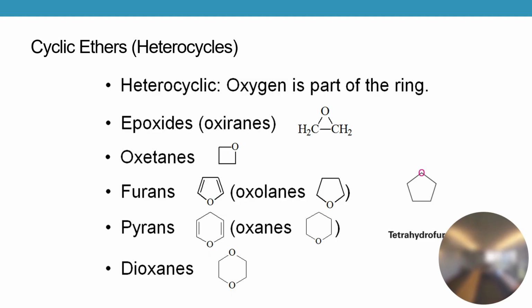Okay, this slide is just an overview of all the cyclic ethers: the epoxides, oxiranes, and then we mentioned the furans and dioxanes. Those are the ones that I really expect you to memorize. But then we also have pyrans, which come up every once in a while, and then the oxetanes, which may come up every once in a while.